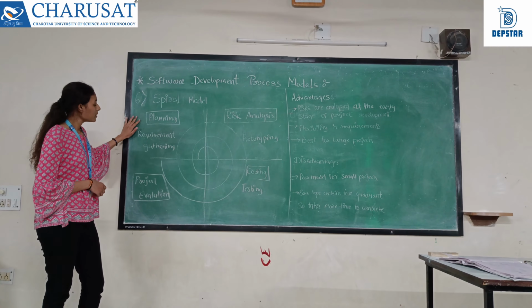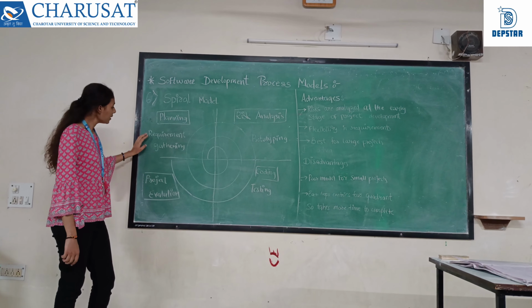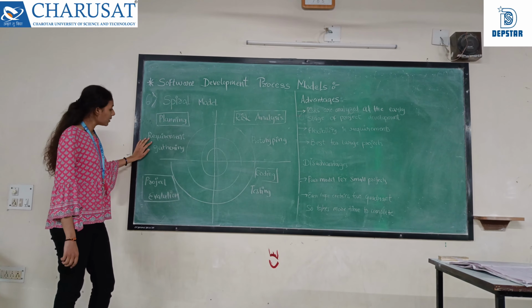So first there are four partitions here. First we do the planning. This is requirement gathering. In requirement gathering, we collect all the requirements for risk analysis. We remove the risk from the requirements and do the prototyping. In the third partition, we do the coding and testing part. In the fourth, we do the project evaluation.